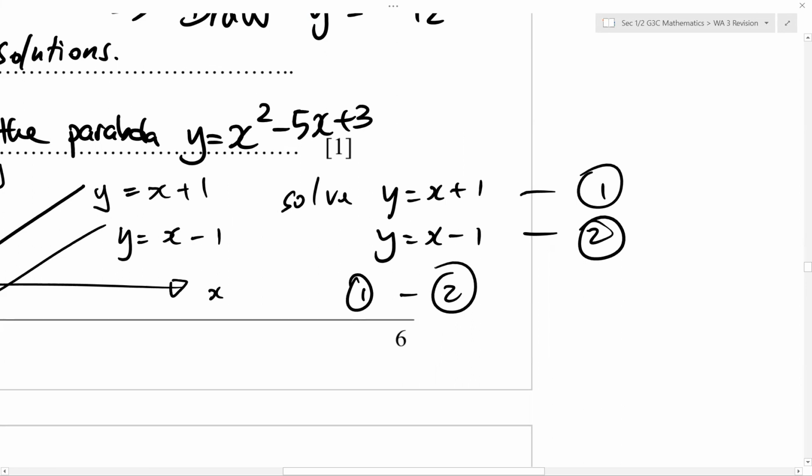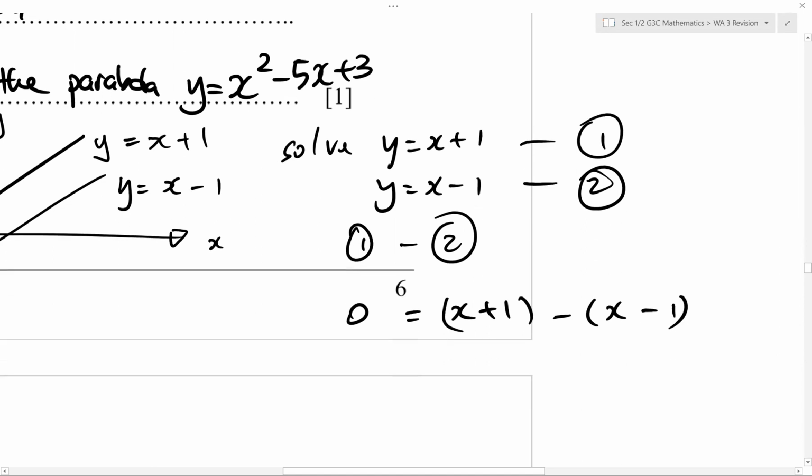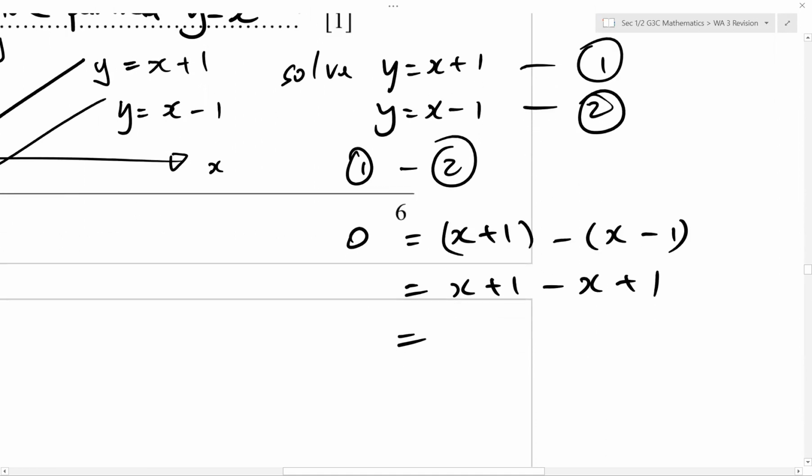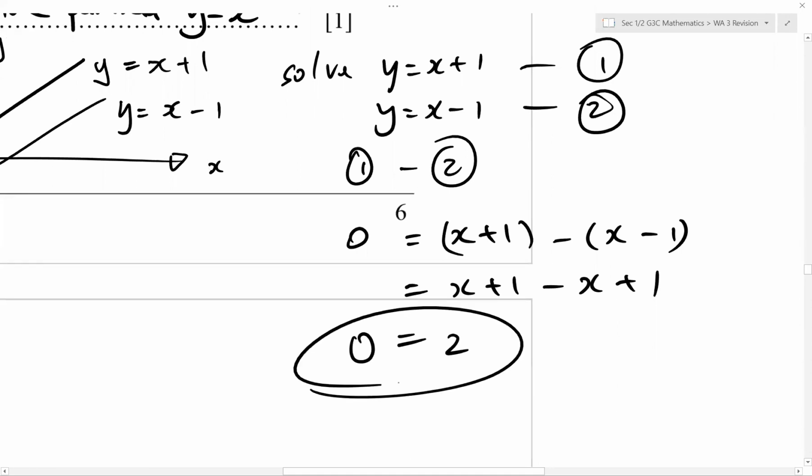So y minus y is 0. x plus 1 minus x plus 1. x minus x is 0, 1 plus 1 is 2. 0 equals 2. Rubbish. There is no solution, because the lines don't meet each other. If they don't intersect, there is no solution. Okay?